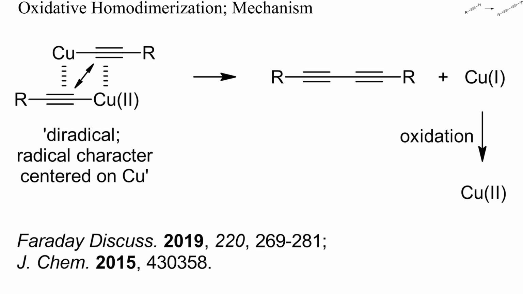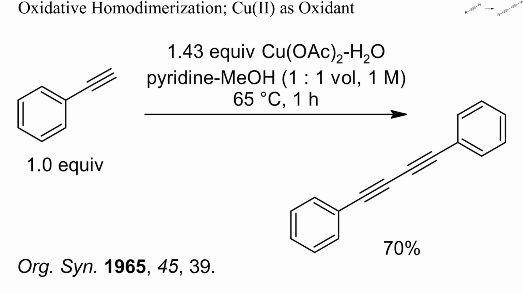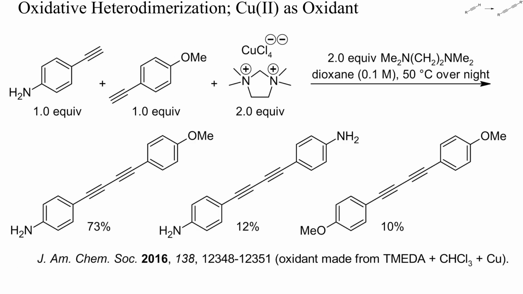The distance between the terminal carbon atoms of the acetylides is short, just about 3 to 4 angstrom, which further facilitates CC bond formation upon oxidation. This here is a typical example of Glaser homodimerization. The oxidant in this case was copper-2. If a mixture of two different alkynes is treated with copper-2, as in this example, product mixtures usually result, unless the alkynes differ strongly in their properties. Here, the main product was the heterodimer, but a lot of homodimers were also formed.